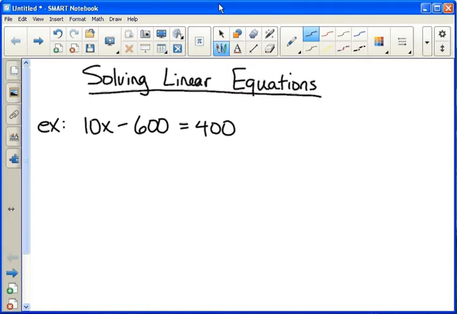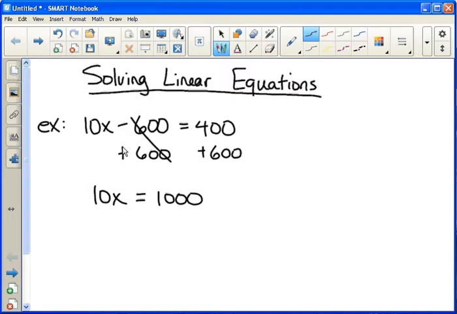We need to solve for x, meaning we need to get x by itself. First step, I would add 600 to both sides. So that gives me 10x equals 400 plus 600 is 1000. Last step, I need to get rid of that 10, so I divide both sides by 10, and I get x equals 100.